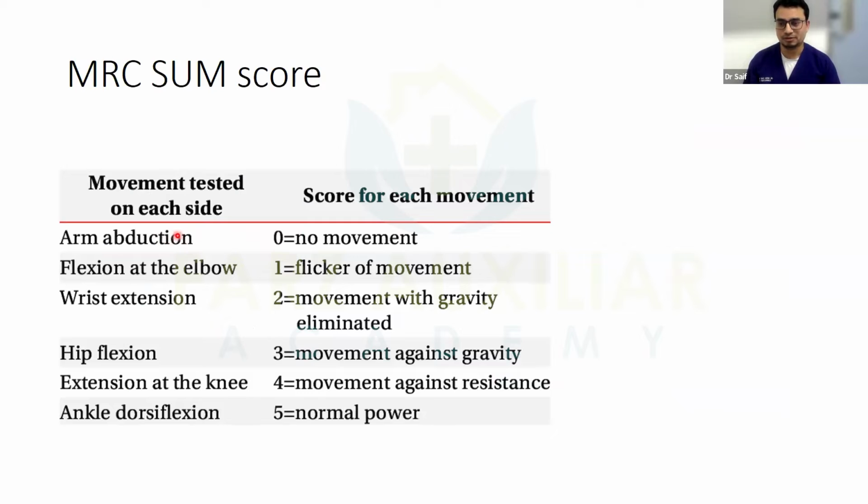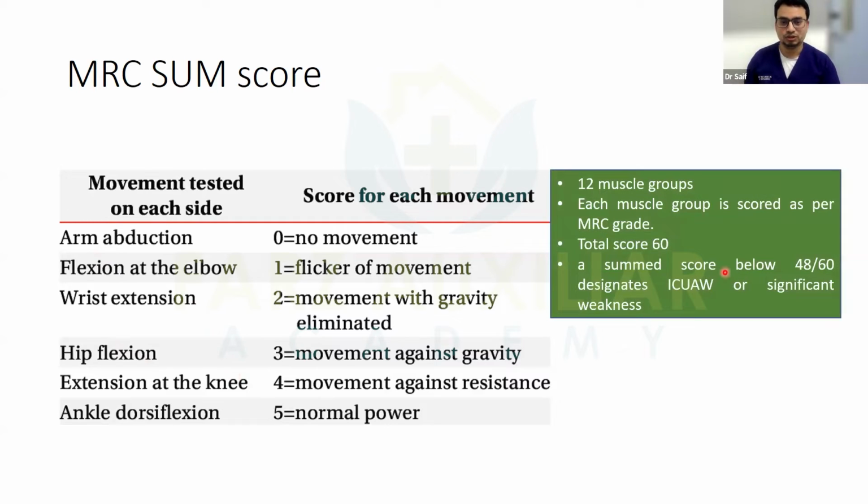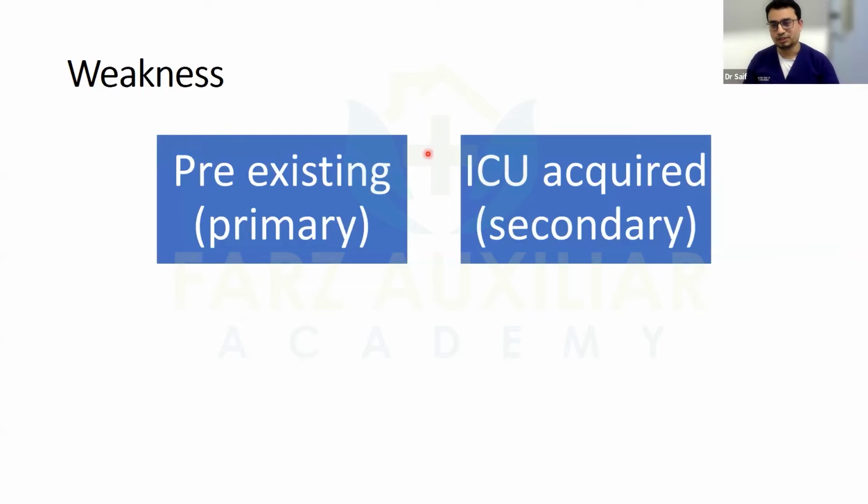This is basically the clinical score. You test all the 6 groups of muscles and you give the grading, right, from 0 to 5. This is the MRC grading of motor power. So you give this grading to each group of the muscles tested on both sides, so 6 and 6, so 12 muscle groups are tested. Okay, and total score is 60, and score less than 48 defines the ICU acquired weakness or significant weakness in any other case. So this score is used in the EGRIS score as well. So you just remember, it's boring, but it's important.